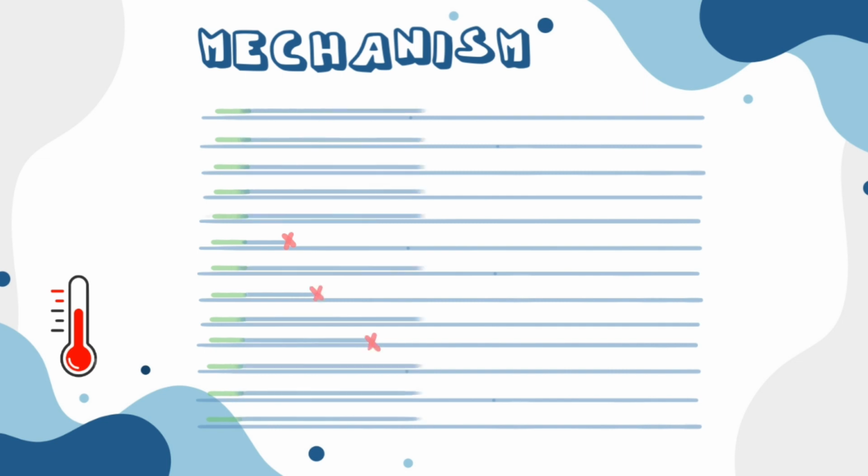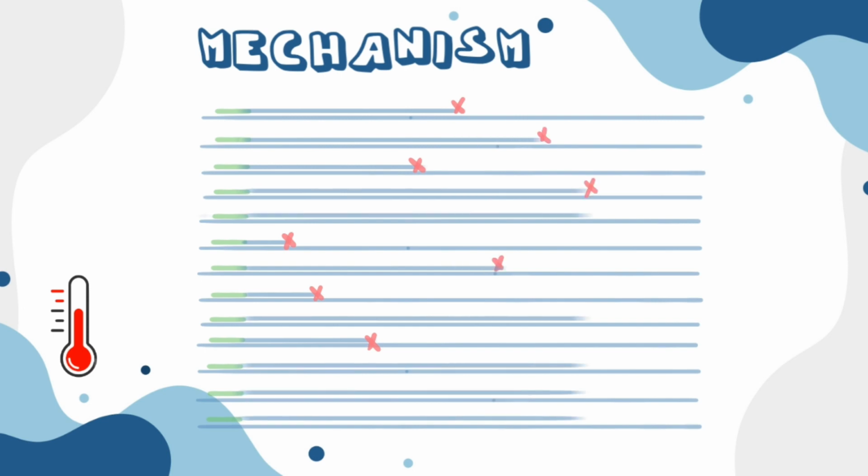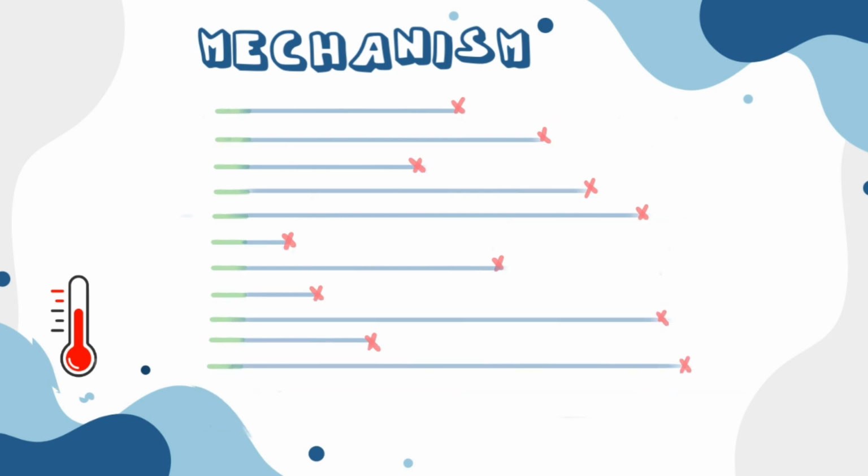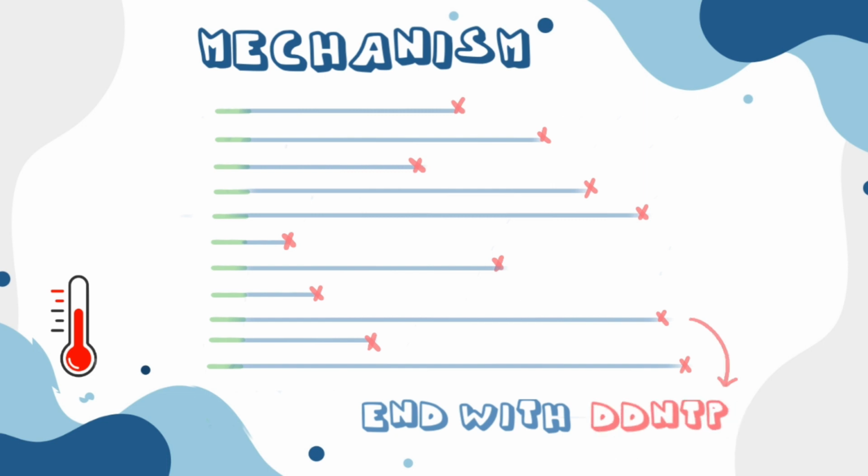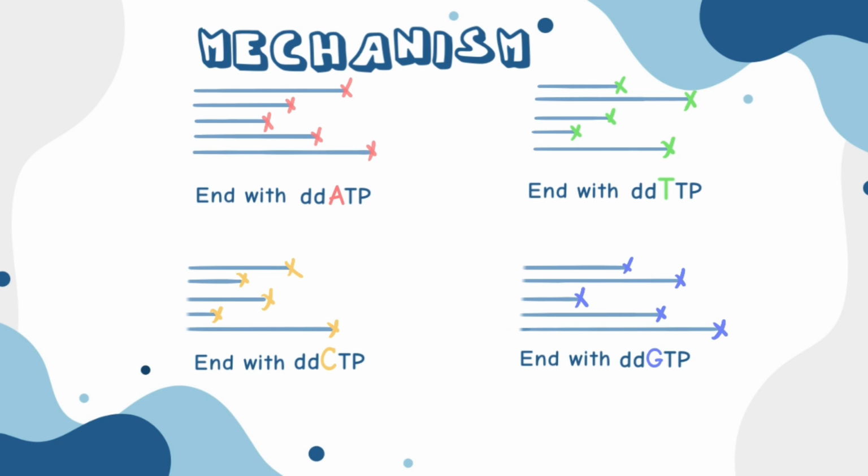ddNTPs were added continuously during the elongation process to stop the chain extension. As a result, several chains of different lengths were formed, and they all end with the same ddNTP. We will repeat the same experiment 4 times so we can get all the different lengths of chains ending with the 4 ddNTPs.